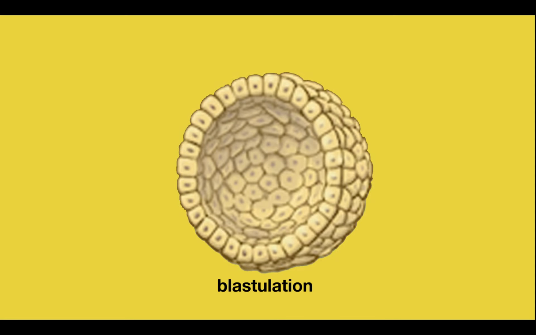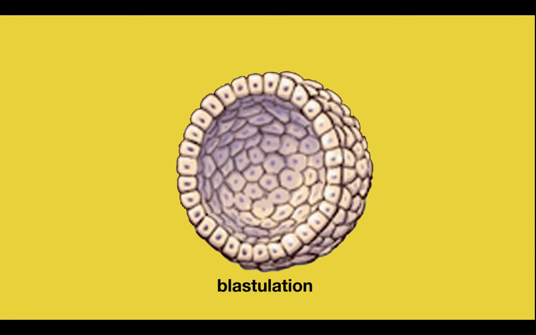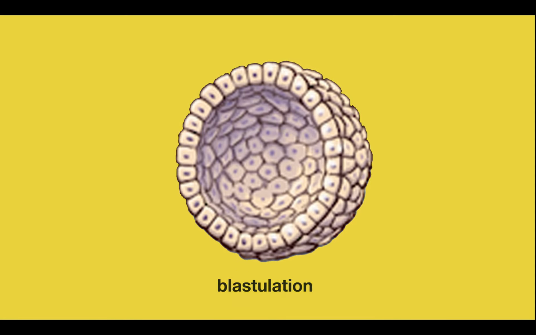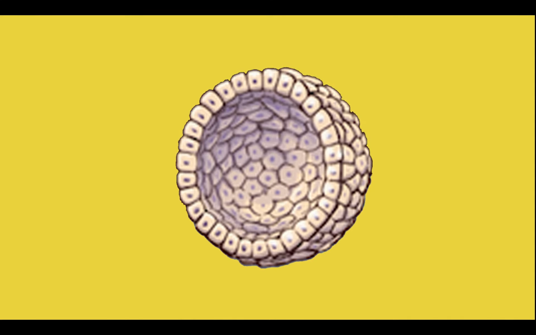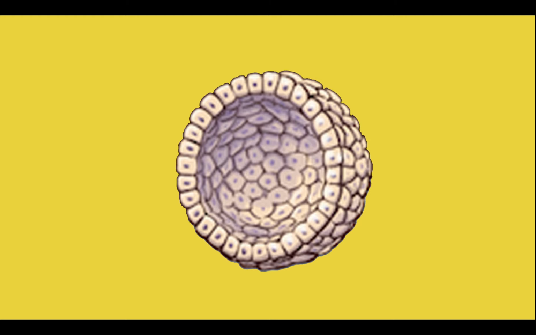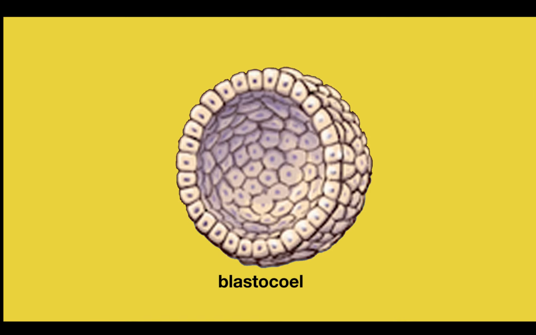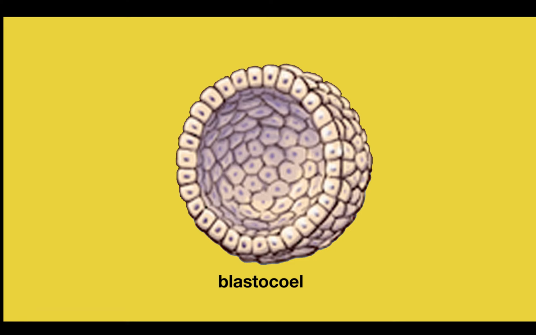At the end of cleavage, the solid ball of cells gives rise to blastula, which consists of a number of blastomeres. The characteristic features of the blastula stage are the presence of a well-defined cavity called the blastocele. This is the beginning of the primary body cavity.